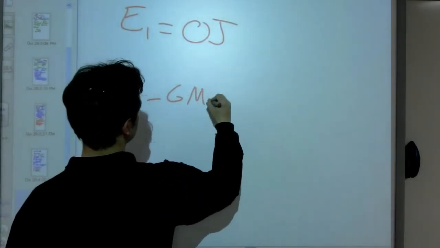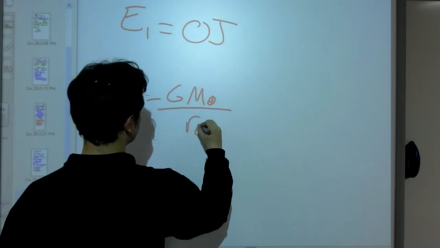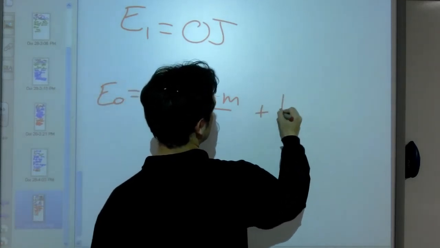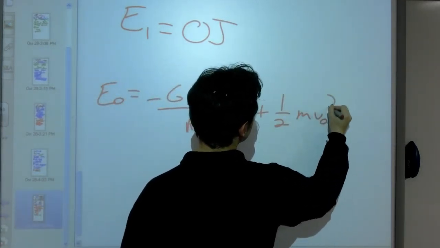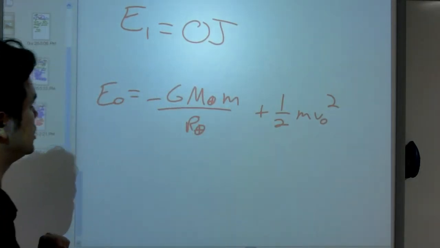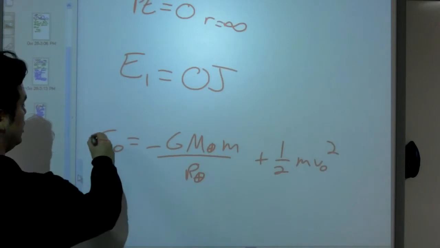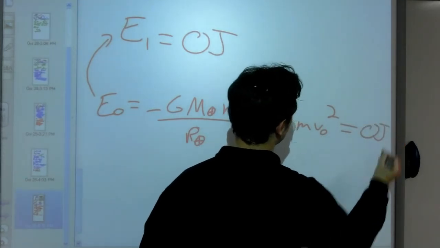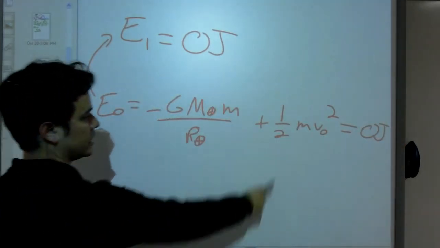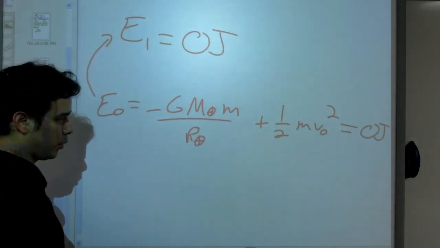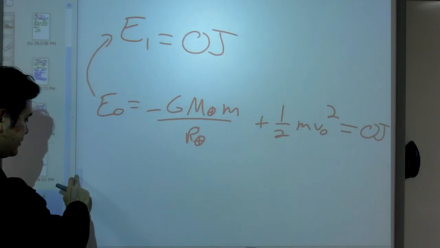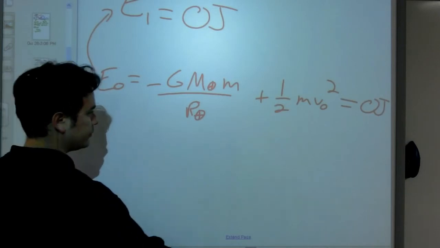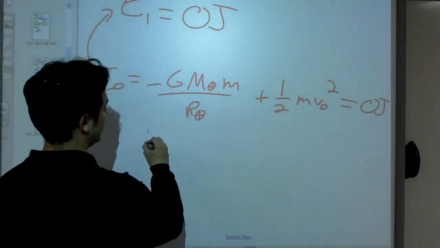Negative G times mass of the Earth divided by radius of the Earth, I guess I should make that a capital R, times our mass here, plus 1/2 m v naught squared. That's our initial energy. And by conservation of energy, our initial energy should be equal to our final energy, which means this whole thing should be equal to 0 joules. This guy's positive. This one's actually going to be negative from the way we deal with potential energy. It's a negative sign there. And so when I start plugging this in, I can add this over to the other side.